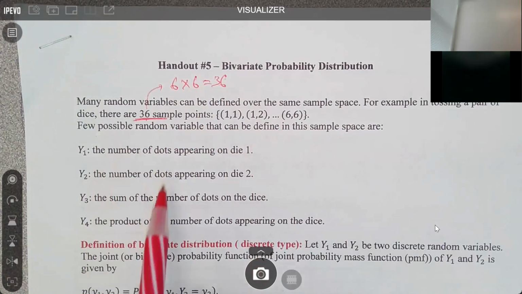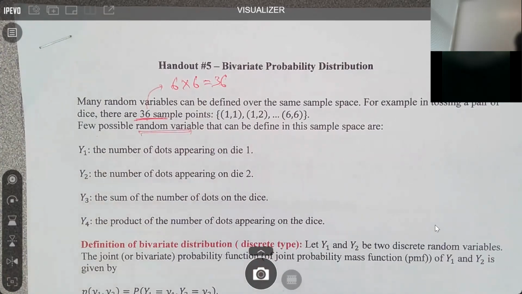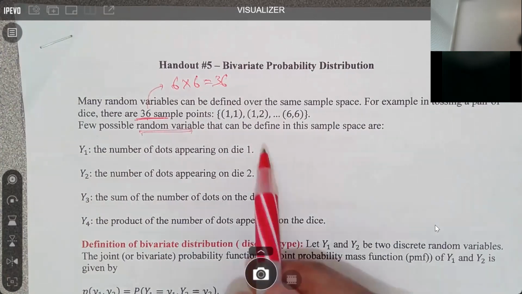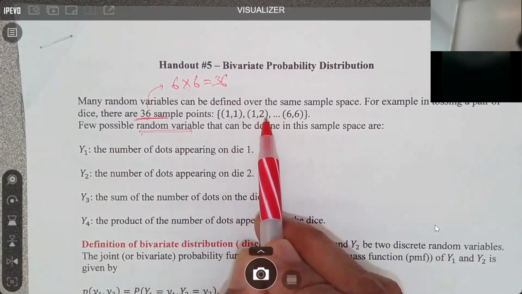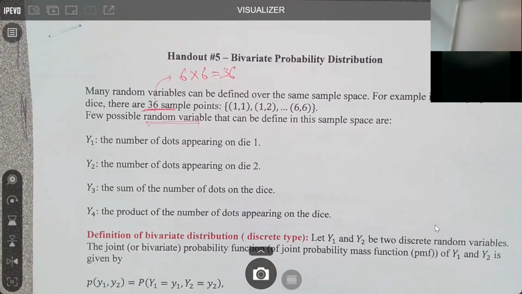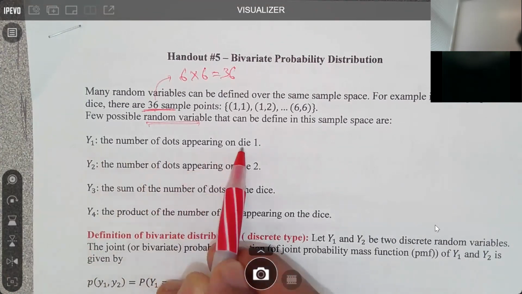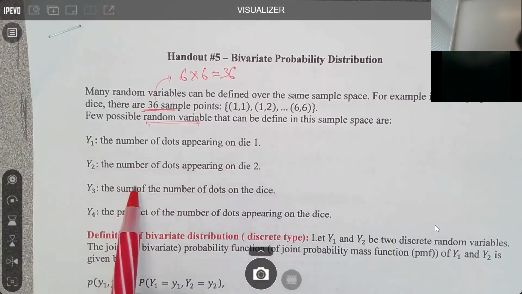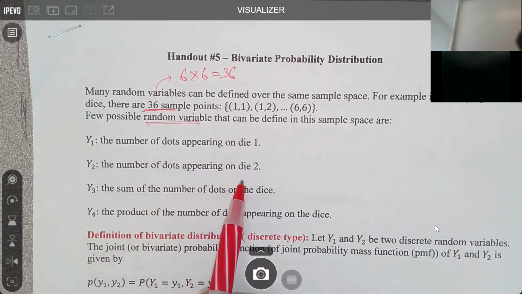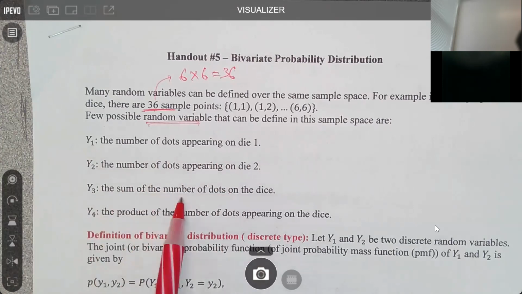Now, a few possible random variables. These are the possible sample space, and the random variable has to be mapped to the real line, right? It has to go from the sample space to the real line. So the first random variable y1 is the number of dots appearing on die 1. That is also a random variable. y2 equals the number of dots appearing on die 2. Now y3 equals the sum of the number of dots on the dice. Sum, right? And y4 equals the product of the number of dots appearing on the dice. Product. Okay.